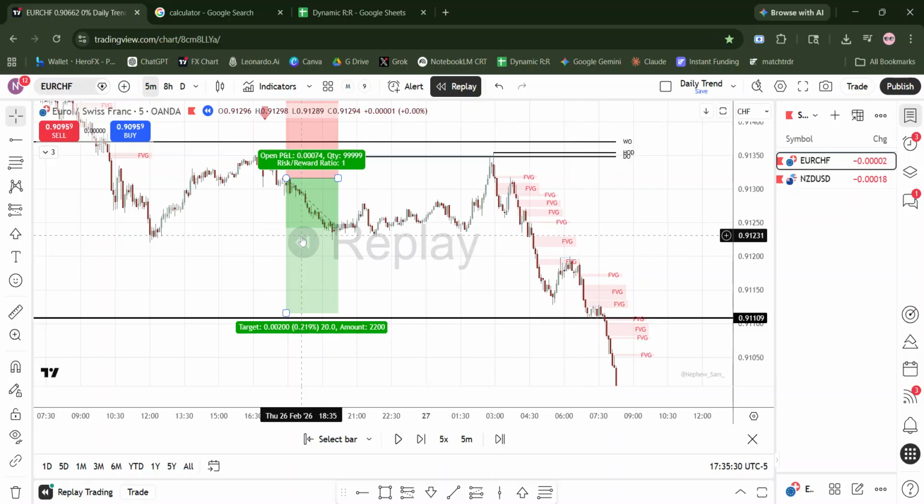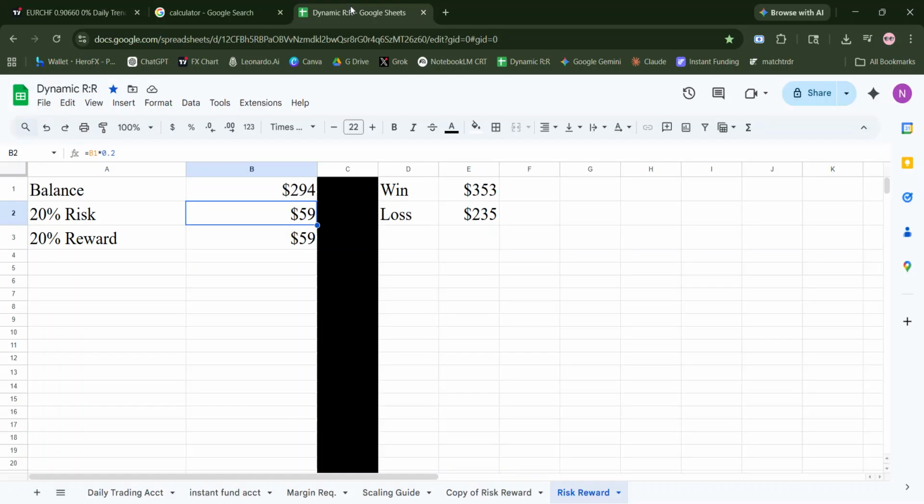But this is a lower ADR pair, so it took just about all day to go 20 pips. But at the same time, because this gap held, you just hold on to it. So that was another win. Our new balance is now 353.